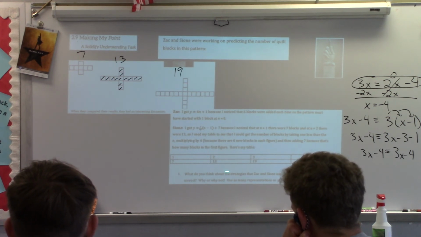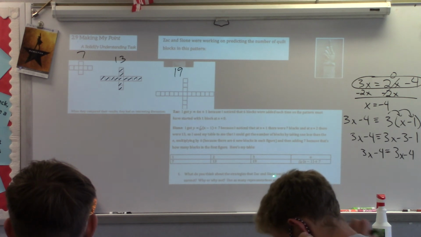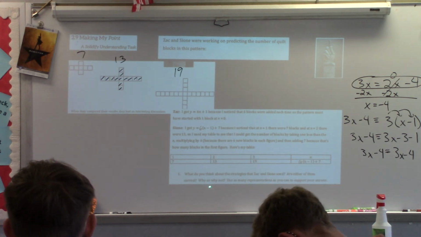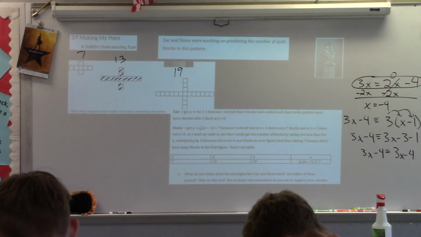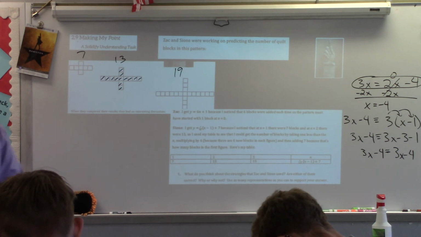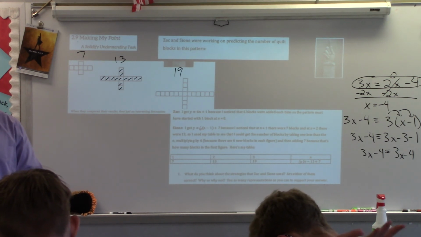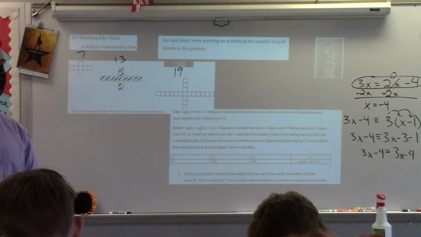What do you think about the strategies that Zach and Sion used? Are either of them correct? Why or why not? Use as many representations as you can to support your answer. If you need a separate sheet of paper, please feel free to grab one. But right now, I want you to take just a minute, maybe a minute and a half, to think on your own, and then I'm going to have you start working within your group to answer this question.